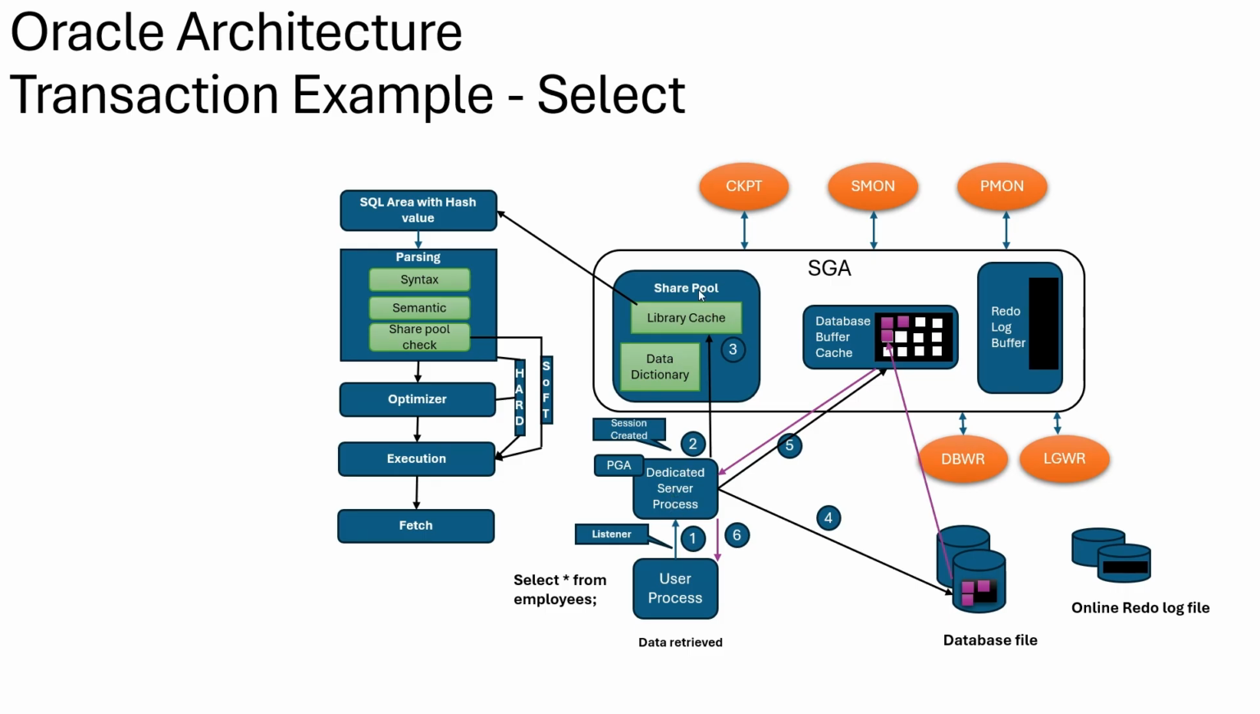The server process is the process that will control this shared pool memory. Whatever shared pool memory structure we have is controlled by the server process. So the parsing will be controlled by the server process. Optimizer, it will be controlled by the server process. Execution, it will be controlled by the server process. And fetch also will be controlled by the server process only.